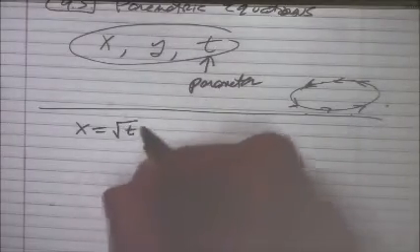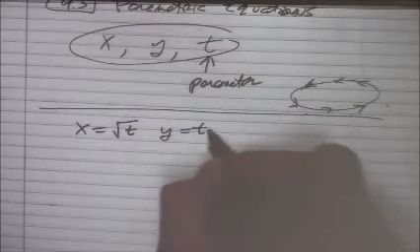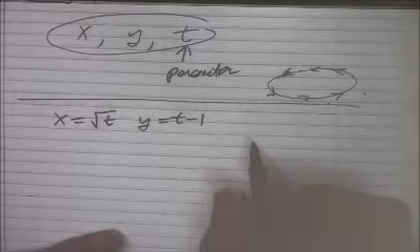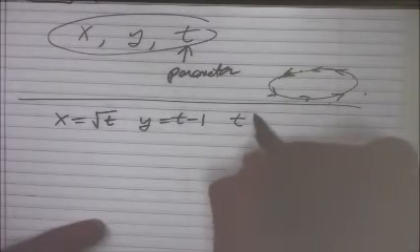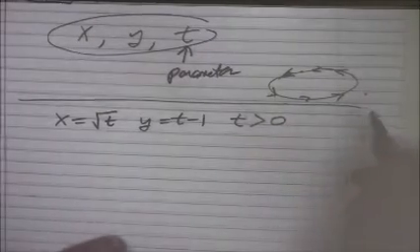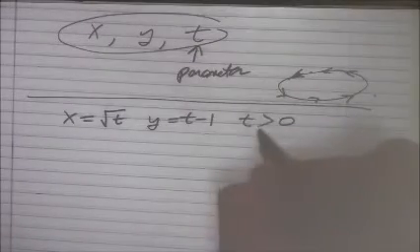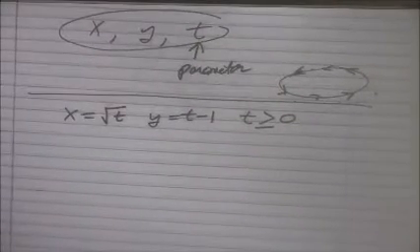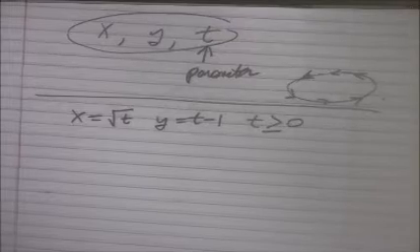So what I want to do is take one of these where I'm going to say x is equal to the square root of t, y is equal to t minus 1, and I'm going to give you a limitation that t must be greater than 0. Not a bad limitation, or greater than or equal. Not a bad one because we usually don't have a time that's negative.